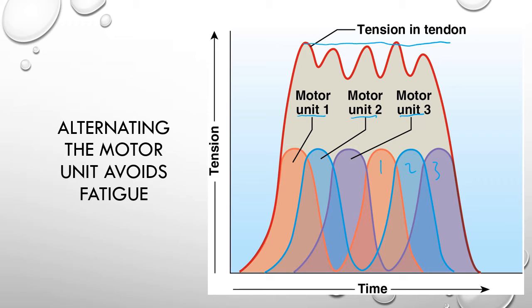And that allows, as number 3 is contracting here, both number 1 and number 2 have been relaxing. Now number 1 is going to start to contract and number 3 gets to relax. And we keep going through this process over and over again as we continue to use that muscle, and fatigue then becomes kind of pushed to the back, where we're able to sustain that contraction over a longer period of time.